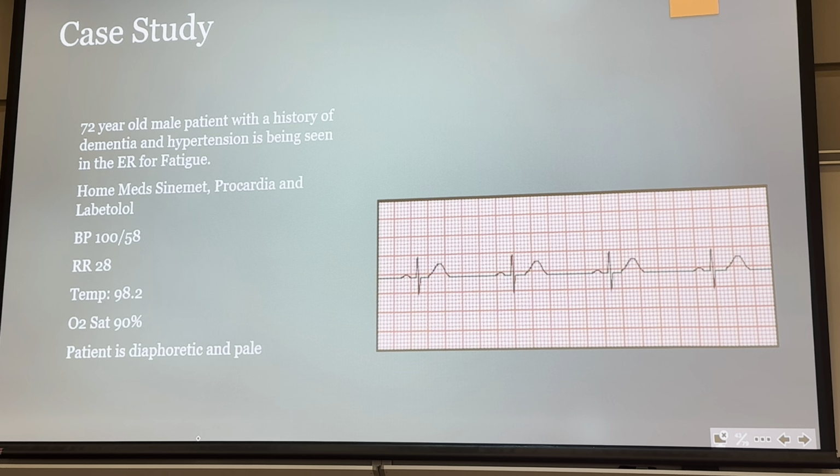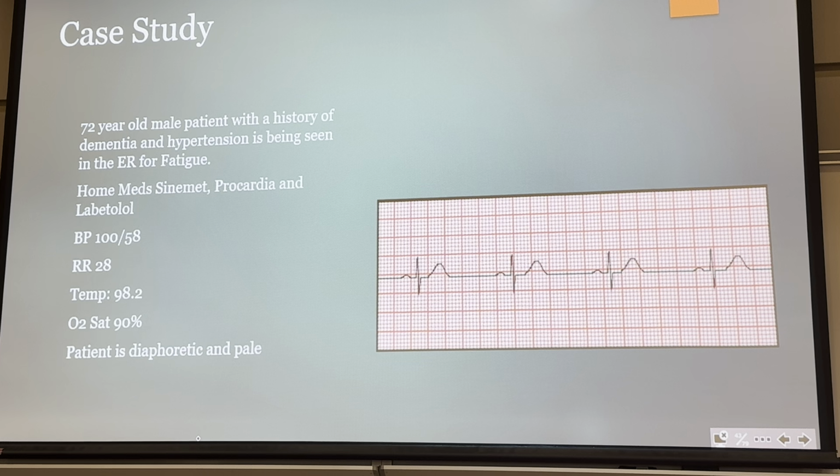Does everybody look at me in my eyeballs? What type of drug is atropine? It's anticholinergic. Okay, atropine is an anticholinergic. What is your backup drug for brady? If the atropine doesn't work, epinephrine is your backup drug.